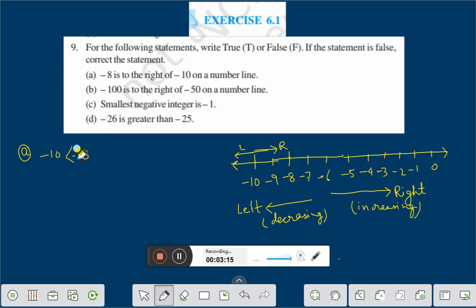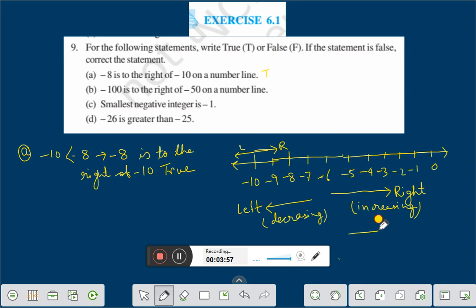Since minus 8 is greater than minus 10, it is in the right direction. Therefore minus 8 is to the right of minus 10 on a number line. That is true. That means this statement is true. Now question number B: minus 100 is to the right of minus 50 on a number line.